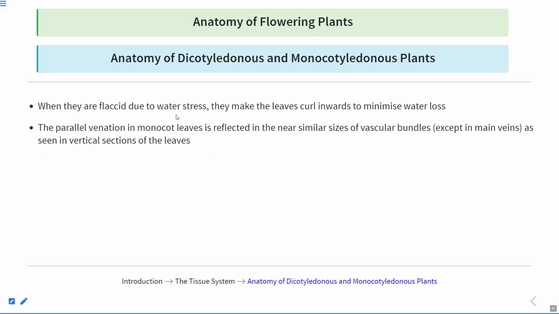When they are flaccid due to water stress, they make the leaves curl inward and minimize water loss. Because the stomata are present on the upper and lower surface equally, how do you minimize the rate of transpiration when there is water stress? These bulliform cells become flaccid, they curl the leaves inward, and in this way they can minimize the water loss. The parallel venation in the monocot leaf is reticulated in the near smaller size of the vascular bundle, except in the main veins, as seen in the vertical sections of the leaf.